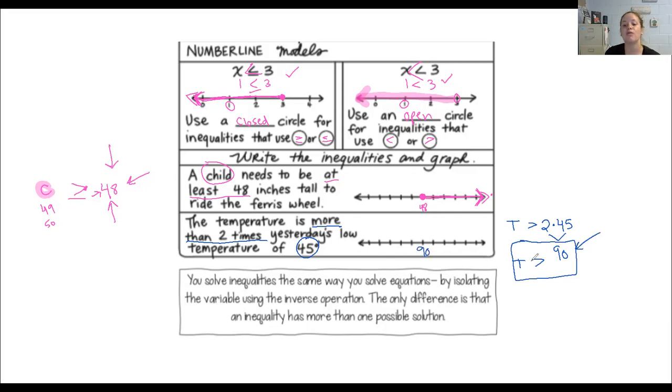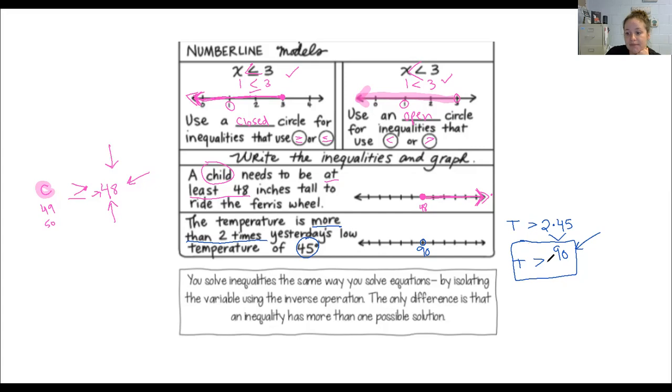90. Okay, now what kind of circle is going to be on that? Is it going to be an open or a closed? It's going to be open because there is no line. Now, our variable is first, so that means we can use our trick of how to shade.